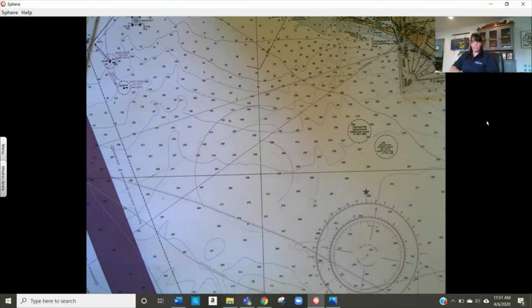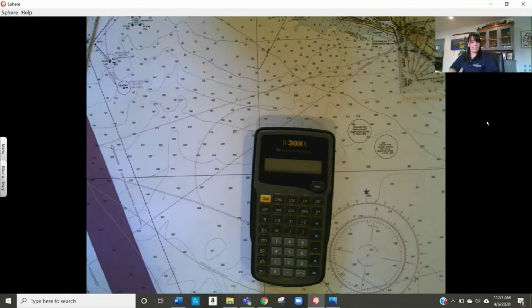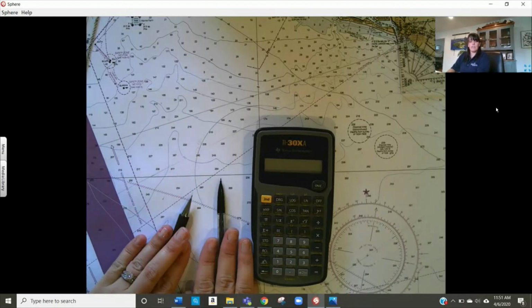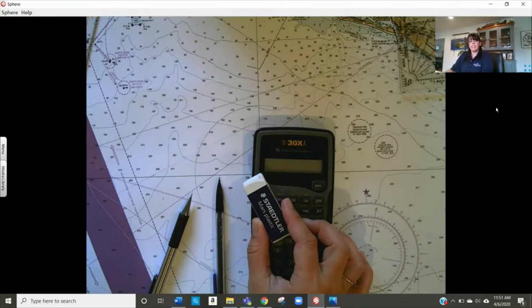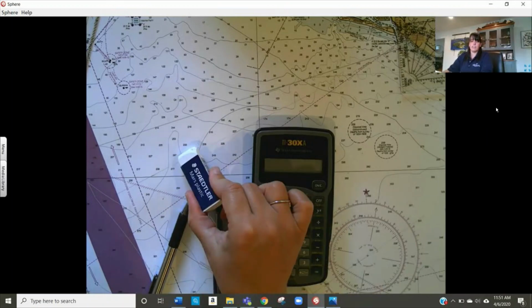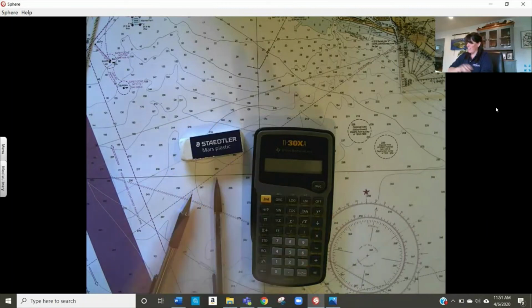You'll also need a basic calculator. A lot of people use their phones, and that's fine. And then sharp pencil, mechanical pencils are great, and a white eraser. If you use the pink eraser on the chart, your chart will turn pink. So that's about it on Nav Tools.